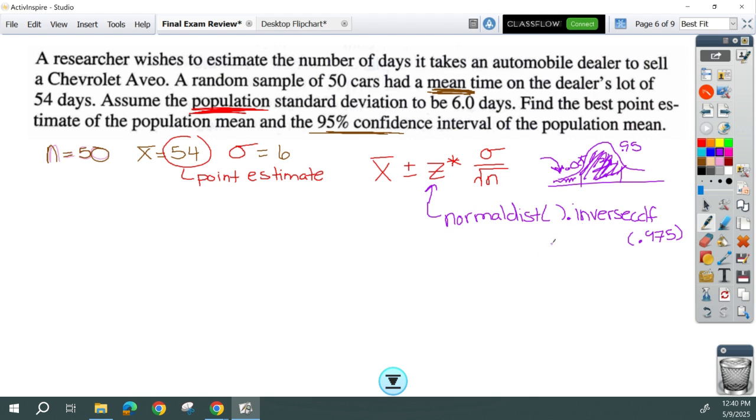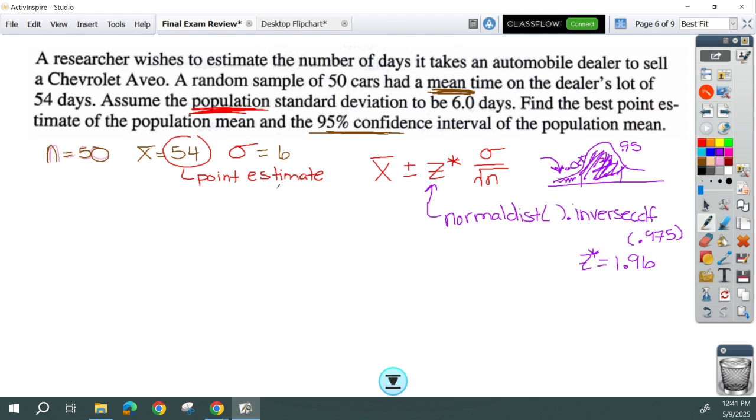I'm going through this really fast because it's meant to be review. And I also don't want to make these videos too long for you. So if you need help with this, please ask me. If you type this into Desmos, it's going to give you 1.95 something, and that we will round to 1.96. And that is our Z star value.